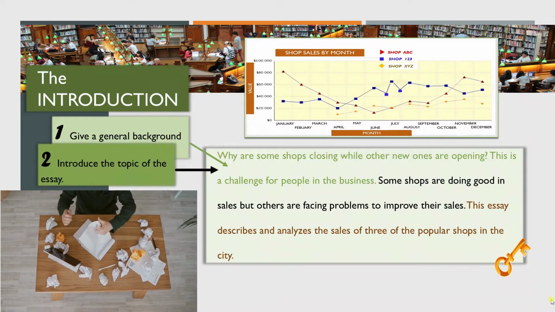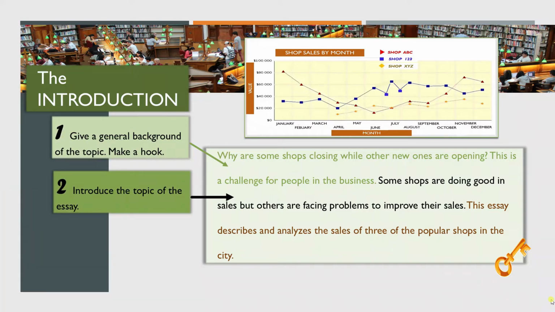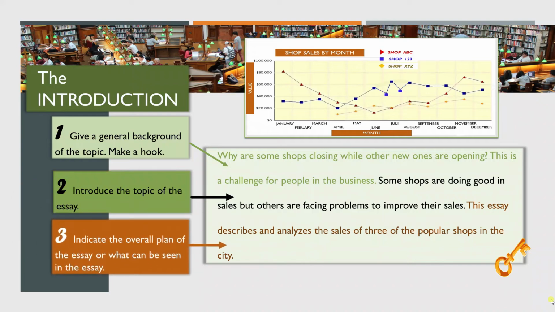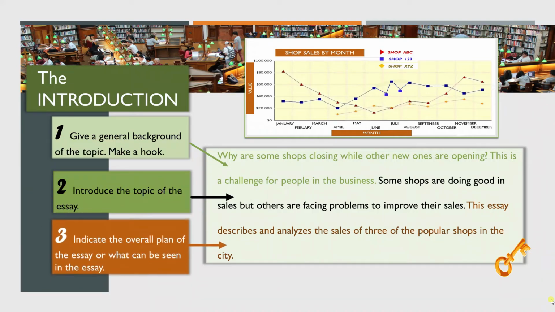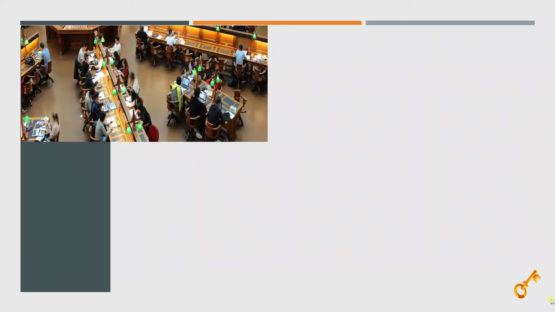The second step of the introduction is to give the topic of the essay. Study the data on the graph so that you can write a very good main idea for your essay. Lastly, indicate the overall plan of the essay so that the readers know what you are presenting in the body of the essay. The first three sentences of the introduction make a good background of the essay. A good background of the essay links the topic to our life and society.